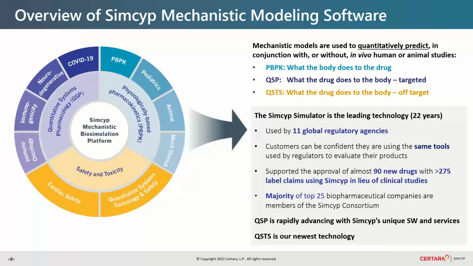The majority of top 25 biopharmaceutical companies are members of our Simcyp consortium, which is comprised at present of 37 companies in total. And as mentioned here, quantitative systems pharmacology is rapidly advancing using both Simcyp's software and services. And our newest member of the family is the quantitative systems toxicology.